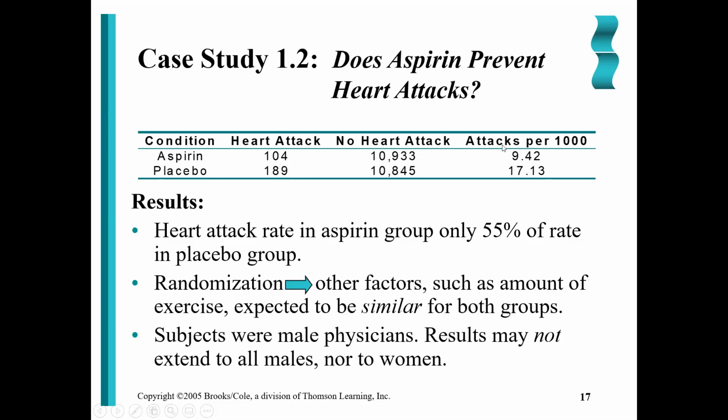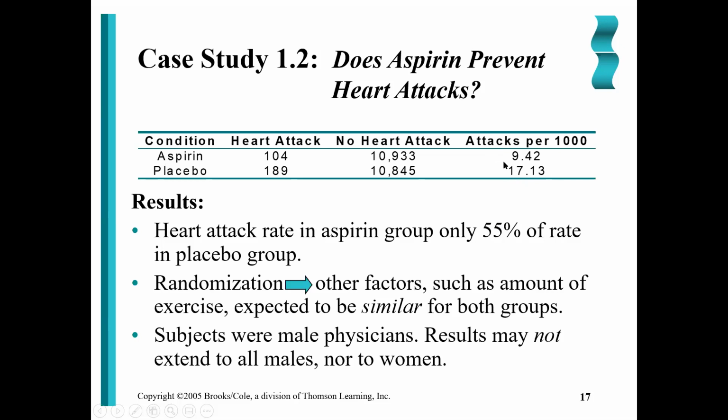And notice that with this calculation, you can see pretty quickly that there was a big difference between the two, right? If you look at the heart attacks per 1,000 with aspirin and the heart attacks per 1,000 for people who took placebo, this number is 17.13. This number 9.42 is 55% of 17.13. So it's a little more than half of the heart attack rate for people taking aspirin versus placebo. Is that worthwhile knowing? Absolutely. Now the question is, are these two numbers so different that we would say aspirin prevents heart attacks?